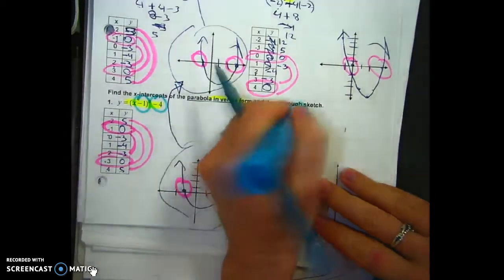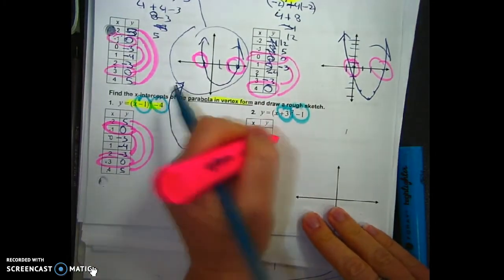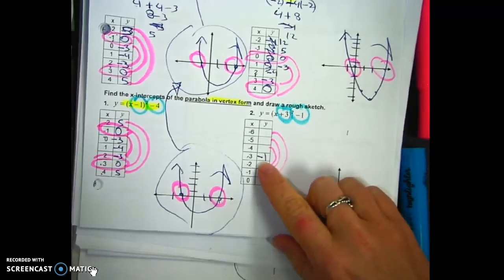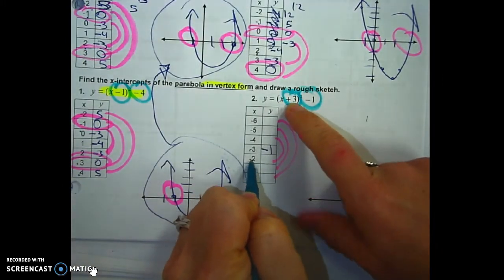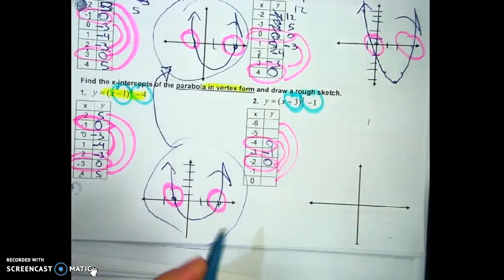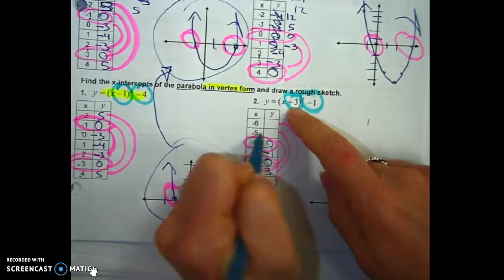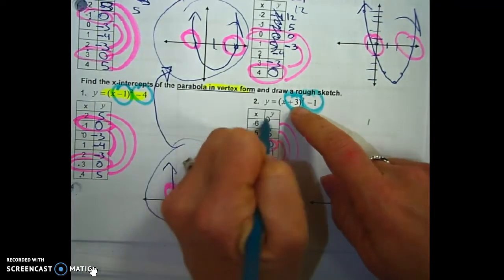Remember, this is in vertex form. If it's in vertex form, boom, I can get the vertex just like that. Negative 3, negative 1. That means this will match this. I feel like vertex form is easier than standard form. So now I'm going to make a choice. I'll plug in the negative 2. Negative 2 plus 3 is 1. Squared is 1. Minus 1 is 0. Boom, I found the x-intercepts. Negative 1 plus 3 is 2. Squared is 4. Minus 1 is 3. 0 plus 3 is 3. Squared is 9. Minus 1 is 8.